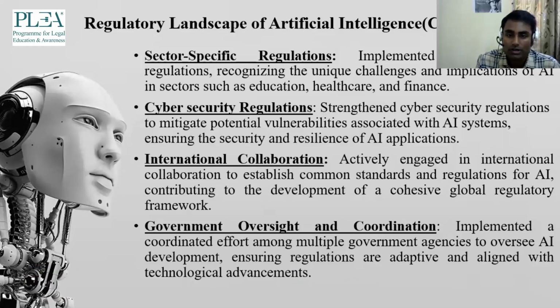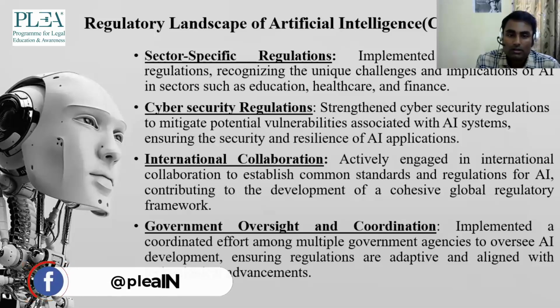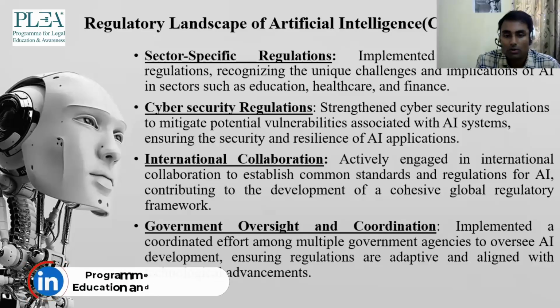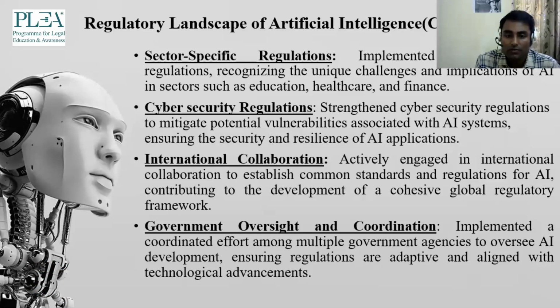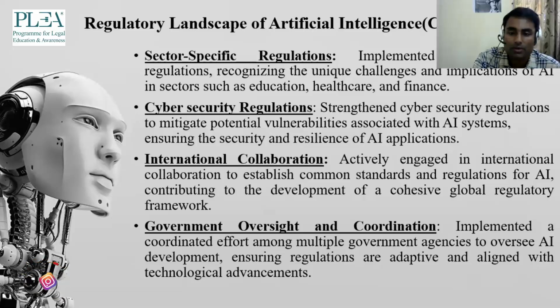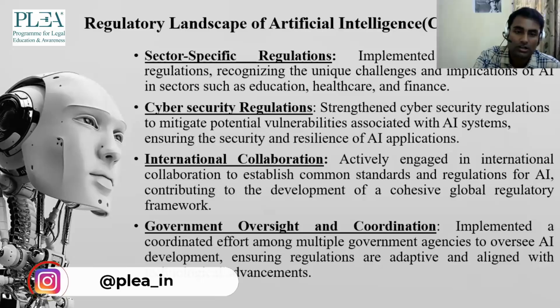Sector-specific regulations: implemented industry-specific regulations, recognizing the unique challenges and implications of AI in sectors, such as cyber-security regulations to protect in the cyber world. Then international collaboration, because there is a jurisdictional issue in this case. Then government oversight and coordination: implemented a coordinated effort among multiple government agencies to oversee AI development, ensuring regulations are adaptive and aligned with technological advancement.